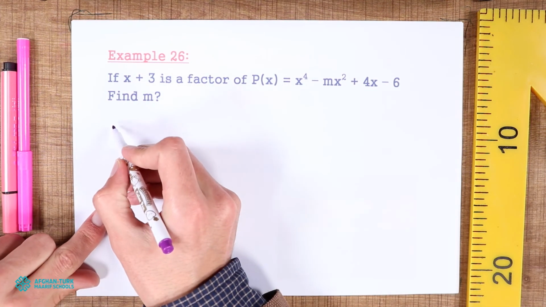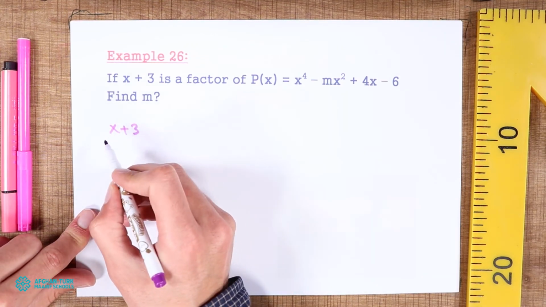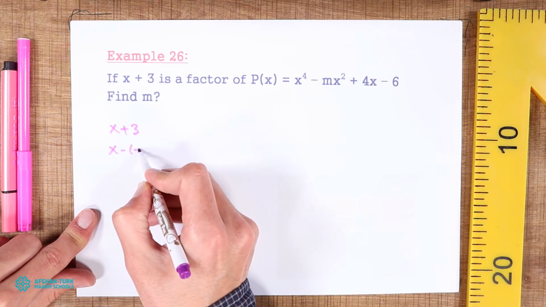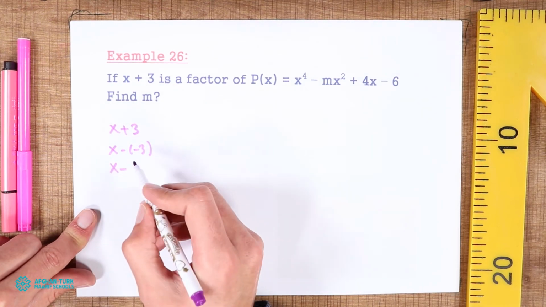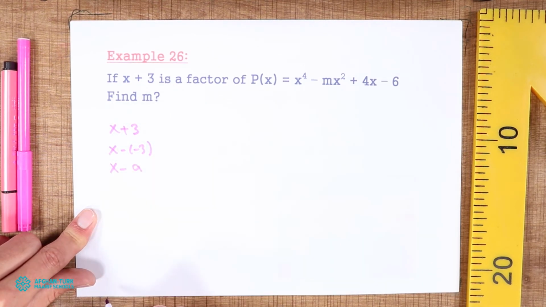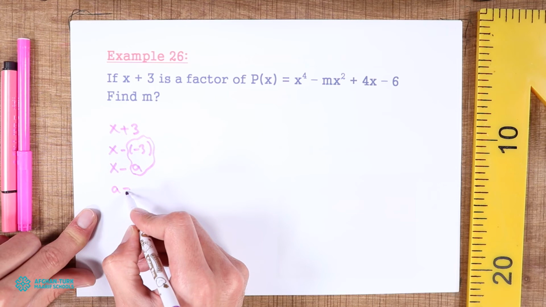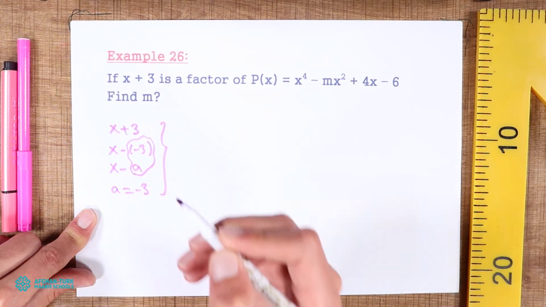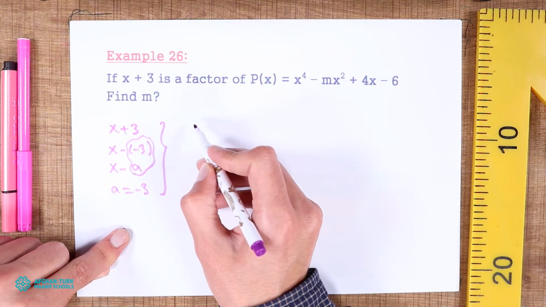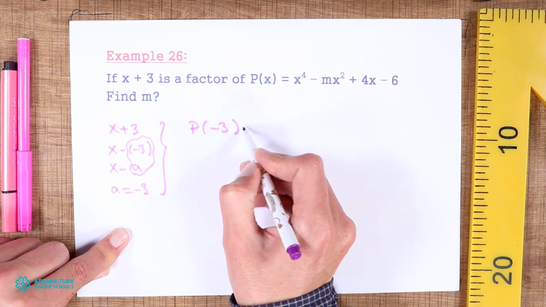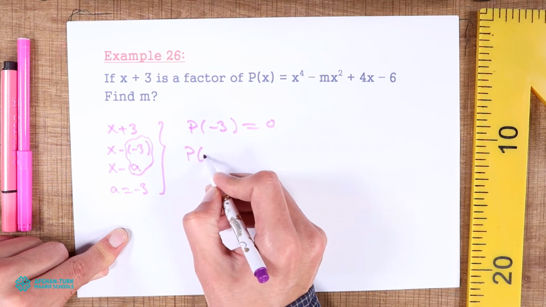So in here we will check what a is. X plus 3, we can write it as x minus minus 3 to find a. If we write x minus a here, it will be minus minus, and a in here will be minus 3. A is equal to minus 3 as a result. So p of a must be 0 because this is a factor of p of x. So in here p of minus 3 must be equal to 0.